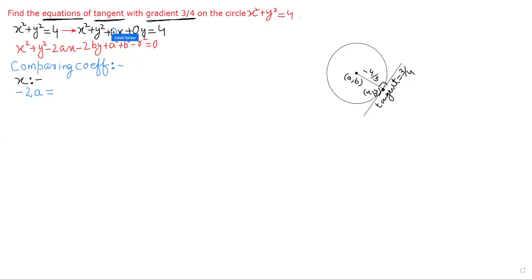So now we will compare these with each other, and when I compare, -2a will be compared with 0, so the value of a will be 0. -2 is being multiplied; when I shift it over here, it will be 0 upon 2, so 0 upon 2 will be 0. This is going to be my first value. a is coming 0 over here.